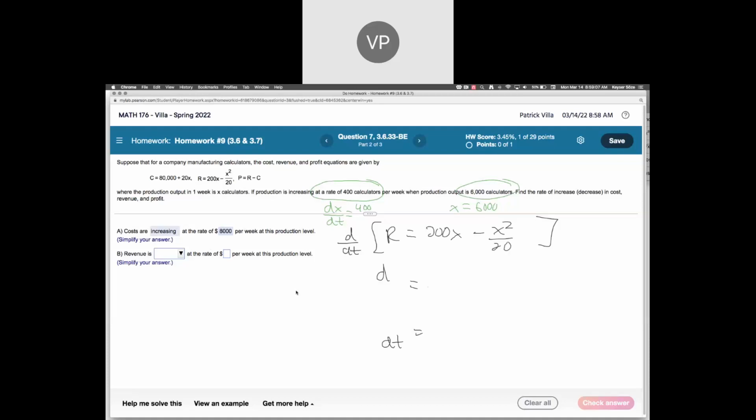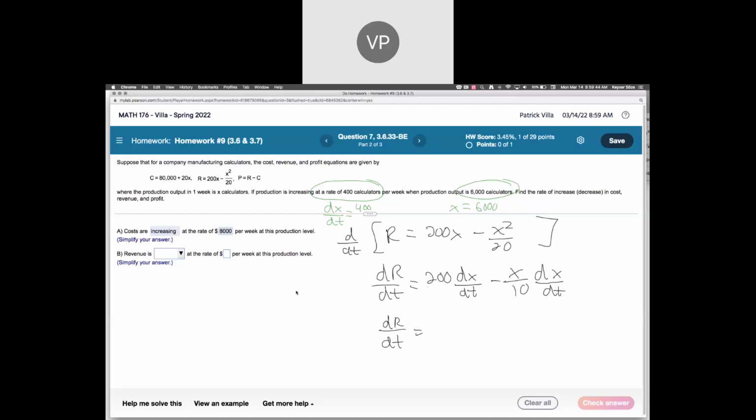So I'm doing the same thing where I take that with respect to t. So this is dR/dt. This is 200 dx/dt. Anytime you take a derivative of an x, it's a dx/dt. This is going to be multiply the 2, so that becomes an x over 10. Make sure you see why it's x over 10. If I multiply by 2 and drop the power by 1, it's a 2x. 2x over 20 is x over 10. And still, it's a dx/dt right here.